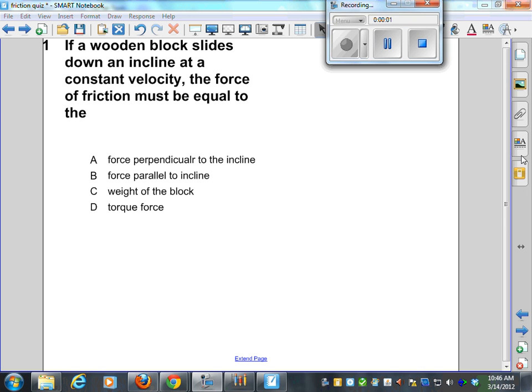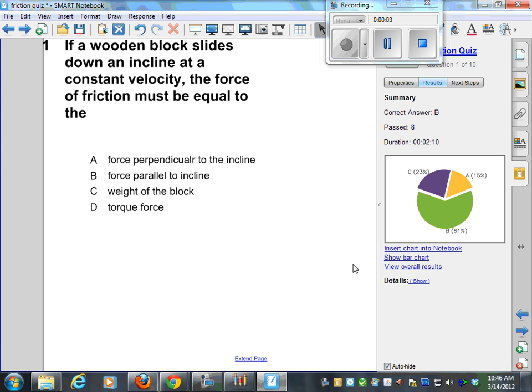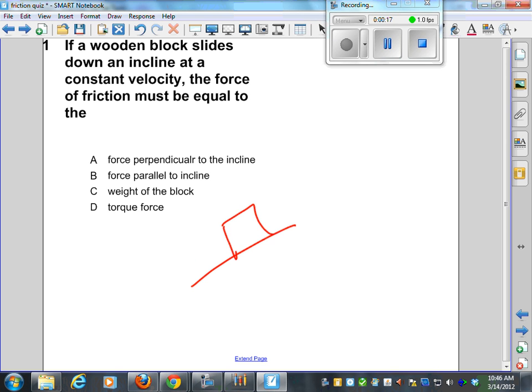Let's have a look at the quiz. So here we go. Number one, if a wood block slides down an incline at a constant velocity, the force of friction must be equal to FD, right? That's B, FD.